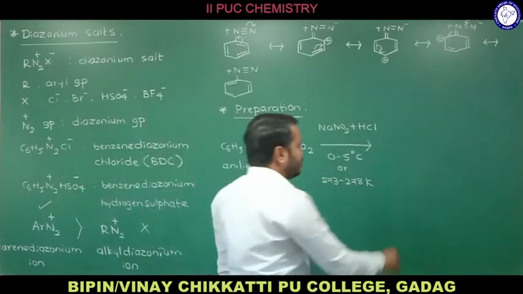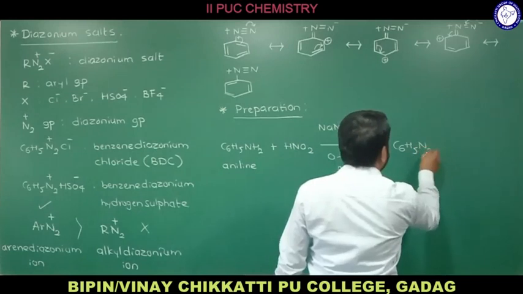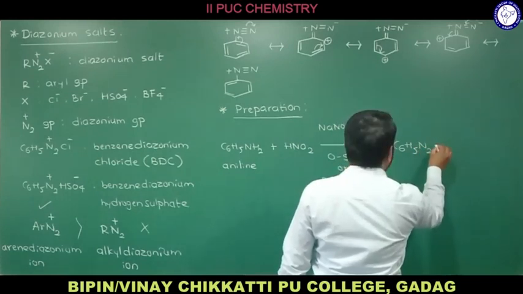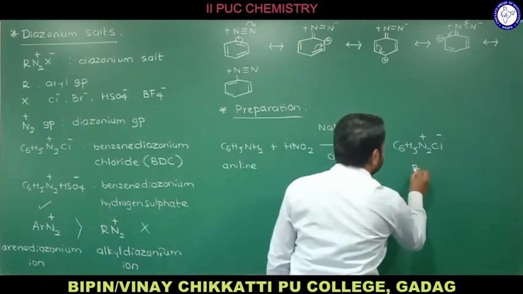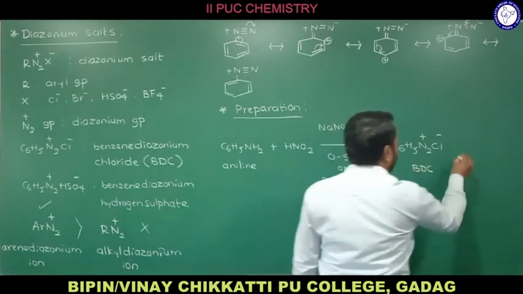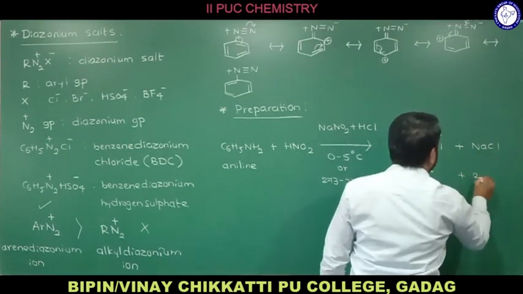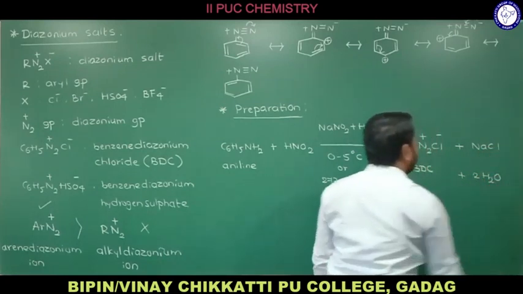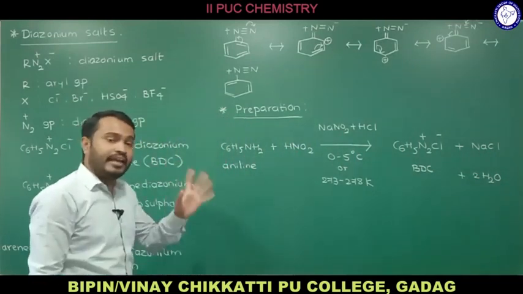And what happens when we take the mixture of these? We are going to get benzene diazonium chloride. So this we call benzene diazonium chloride, and after that we get some other products like sodium chloride, and 2 amounts of water we are going to get anyhow. So this is how the benzene diazonium chloride can be prepared.